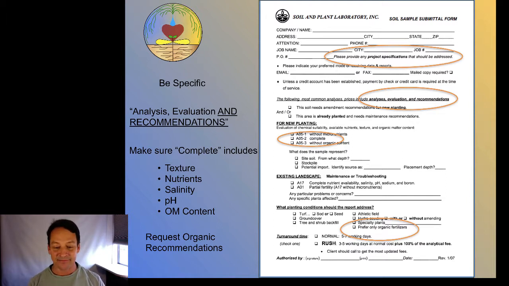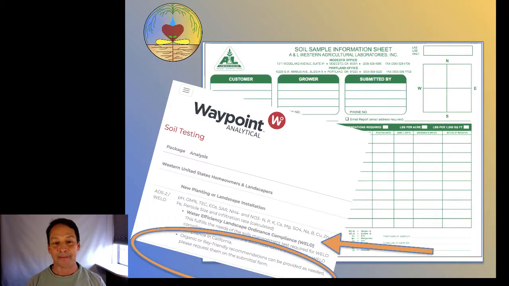And then down there on the bottom you can see where it says prefer only organic fertilizers, and that's a really nice way because they'll usually tell you anyway the synthetic way, but that's a good one. So complete needs to include, again, texture, nutrients, salinity, pH, and here's a big one, organic matter content. Many times, unless you specify that you want organic matter content, they won't do it.